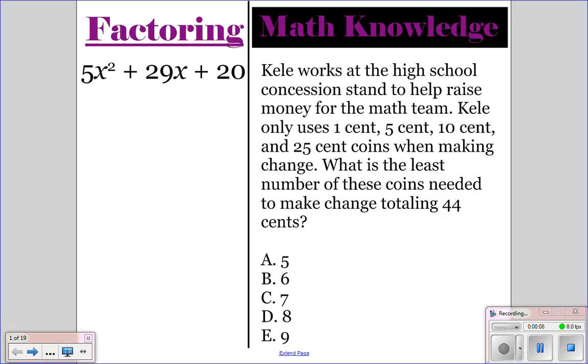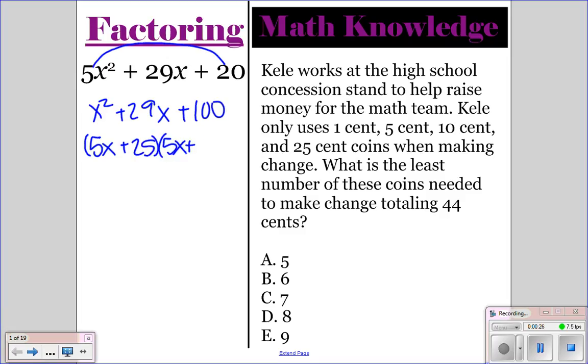So for this factoring, you're going to start by removing the 5 by multiplying it by the 20. And so you're going to have x squared plus 29x plus 100. Make sure that you replace the 5 when you go to factor. And the two numbers that we're going to want to use are 25 and then 5x plus 4, because that's what multiplies to give you 100 and adds to give you 29.